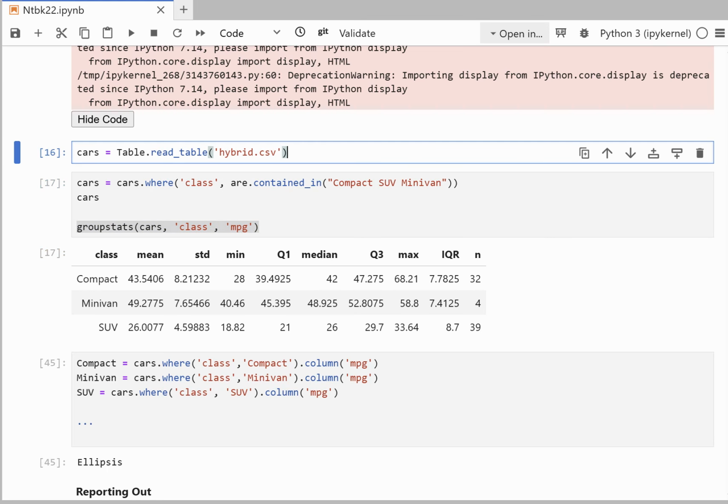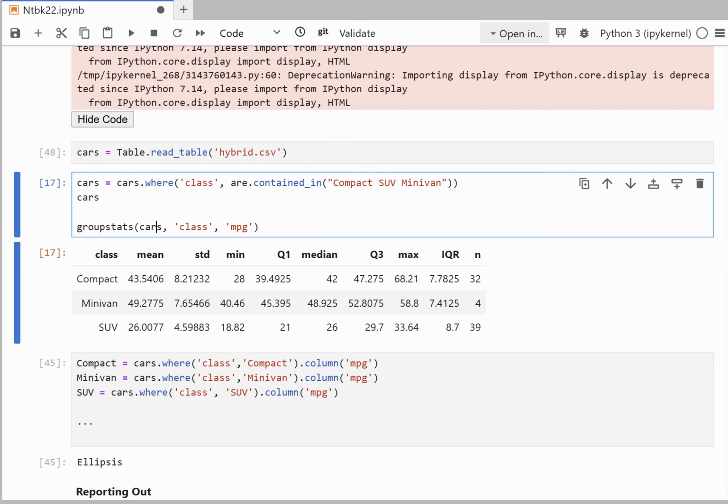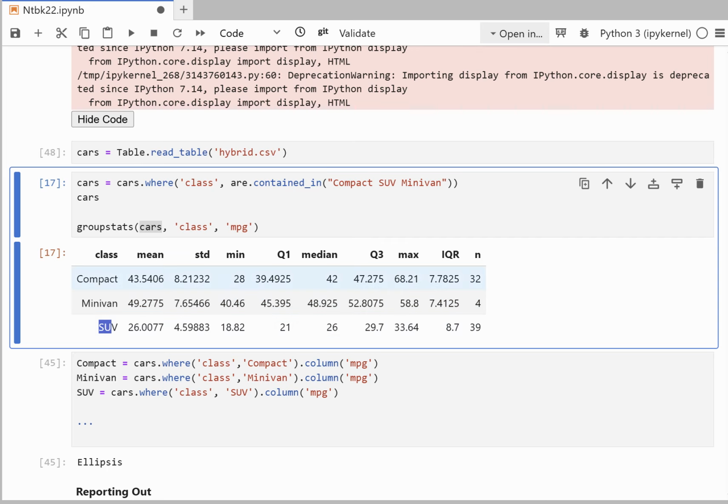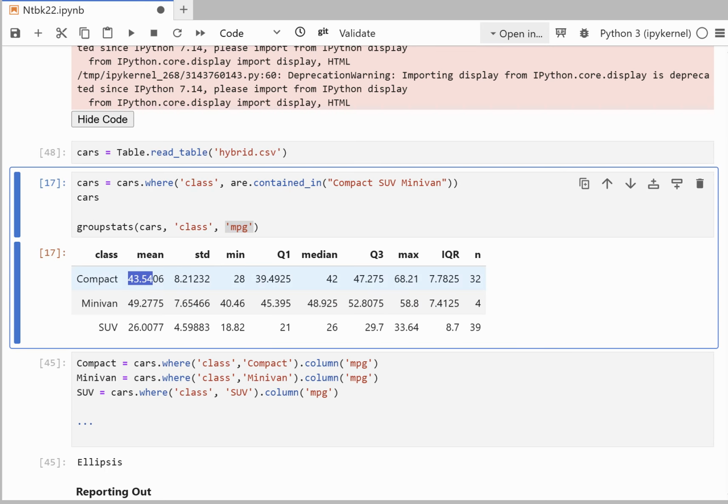I'm also going to make sure that the cars table is loaded. Okay, and then group stats. The first thing that goes into group stats is the table name, no quotes. No quotes around the table name, just the table name goes in. The second thing that goes in quotation marks is the title of the column where the grouping variable is. What are the groups? And here our groups are compact and minivan and SUV. So that's the column, class in our case. That is the grouping variable in quotation marks. We also have quotation marks around the numeric data variable of interest, the one that we're calculating the mean for and the standard deviation, right? This is miles per gallon.